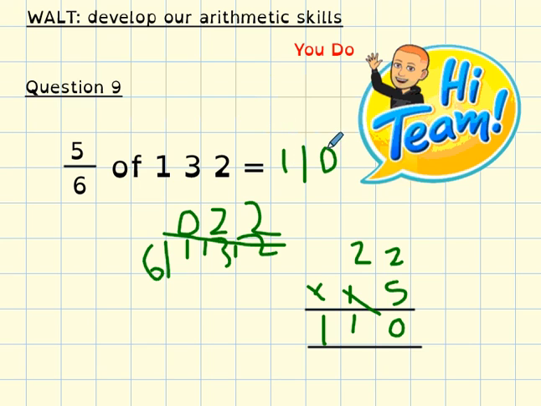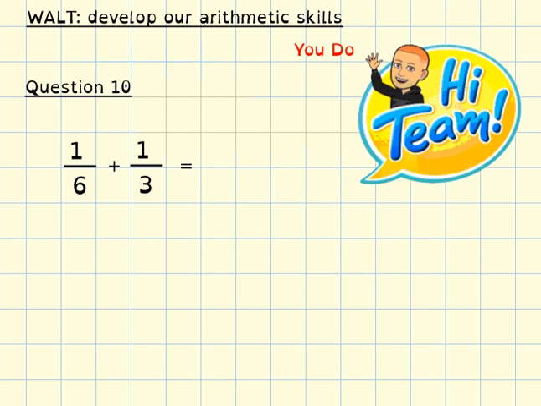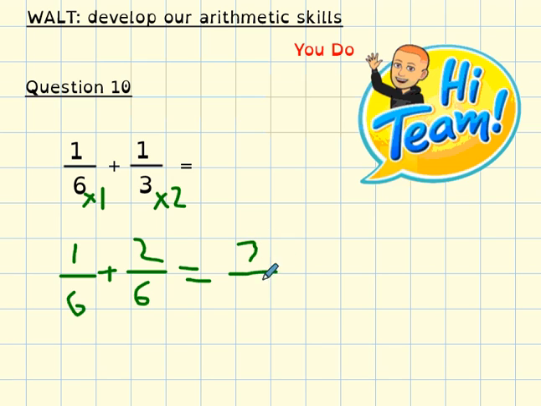Last question. 1/6 add a third. 6 is my common denominator because I can times 3 by something to get to 6. 1/6 remains the same because I times them both by 1. 3 times 2 gets me to 6. 1 times 2 is 2. Add them together would give you 3/6, or its simplest form, because they're both divisible by 3, would be 1/2.